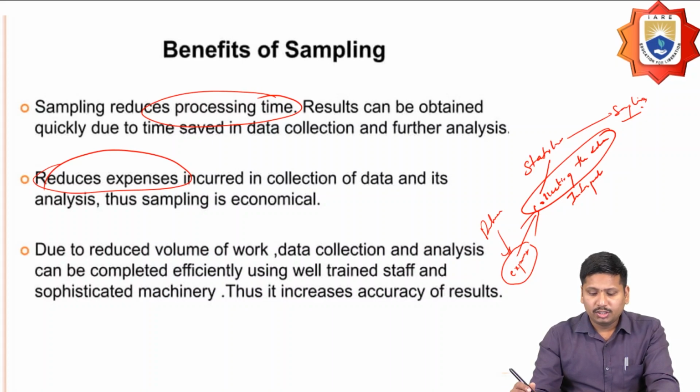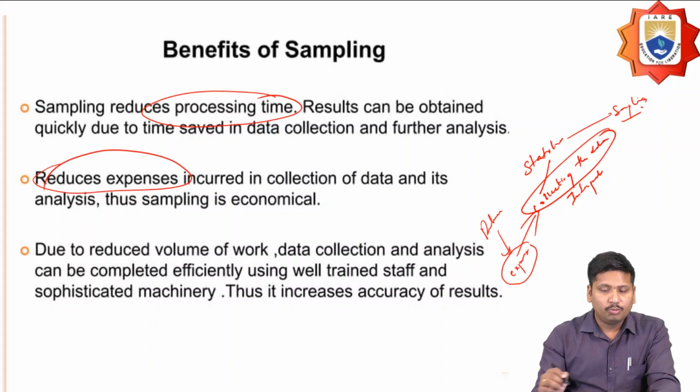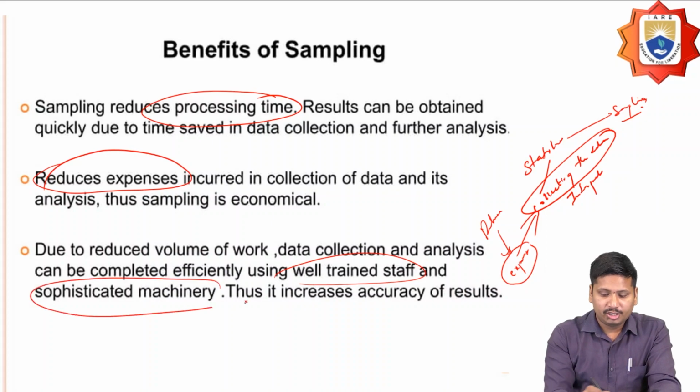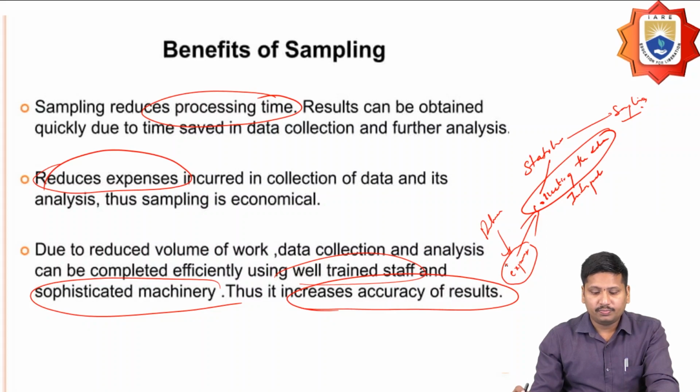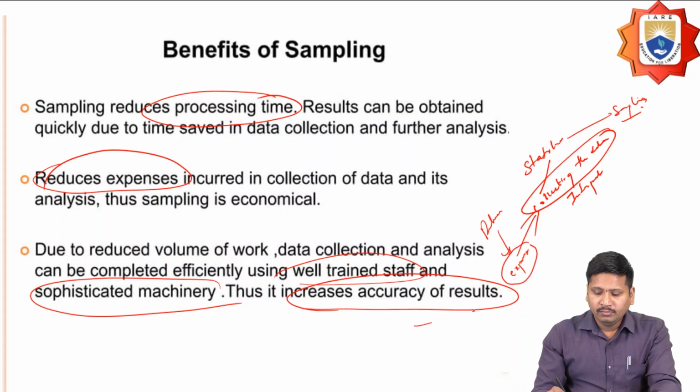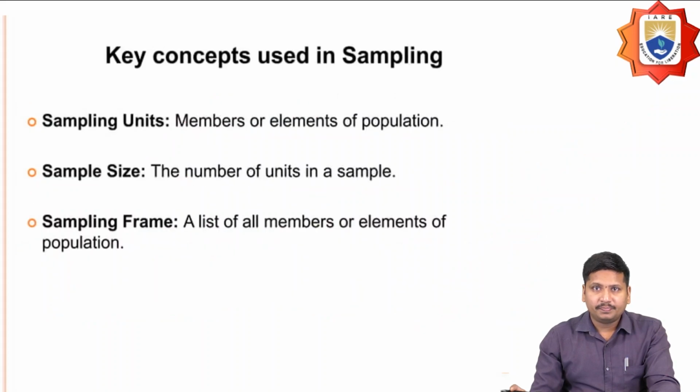Due to the reduced volume of work, data collection and analysis can be completed efficiently using well-trained staff and sophisticated machinery, and thus the accuracy of the results also increases. These are some of the benefits of sampling.